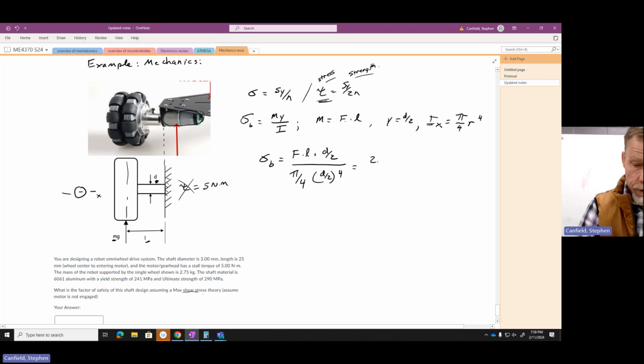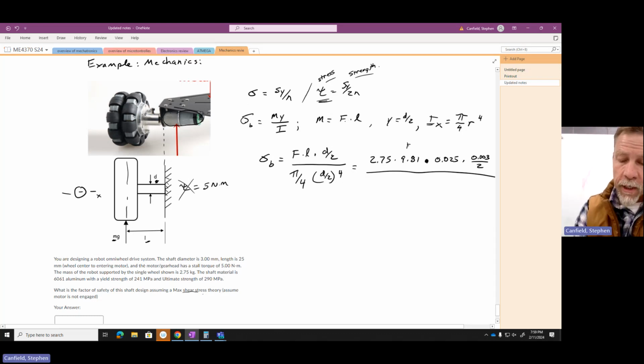Start putting in those values. I get 2.75 kilograms times 9.81 meters per second squared times the length, that's 25 millimeters, which I'm going to convert to meters, times d over 2, so 0.003 over 2. In the numerator, that's going to give me kilograms meters per second squared times meters squared. This is just a Newton meter. In the denominator, I get pi over 4 times 0.003, our shaft diameter, over 2 to the 4th. That would be meters to the 4th. So I'm going to get Newton meters squared over meters to the 4th. That's going to give me Newton over meter squared, which is a Pascal.